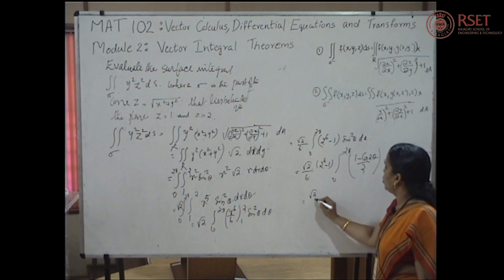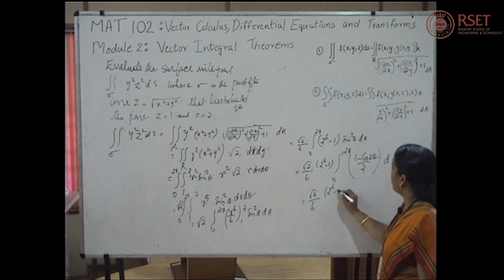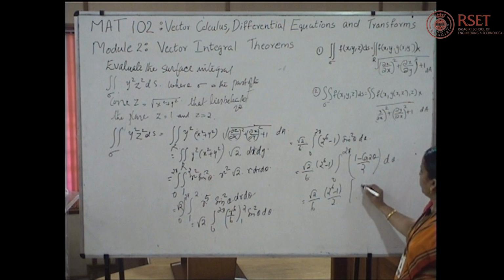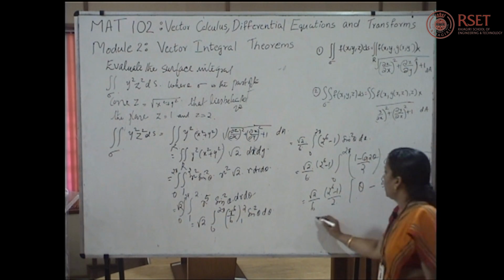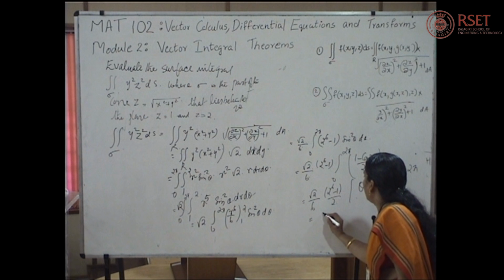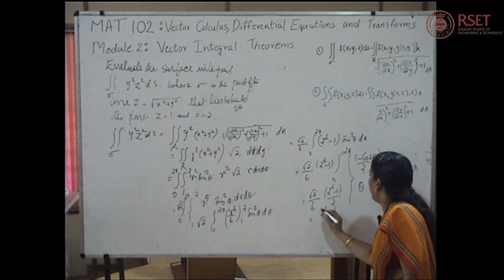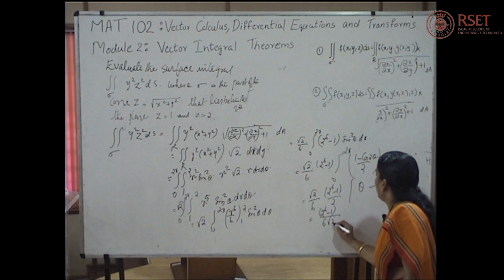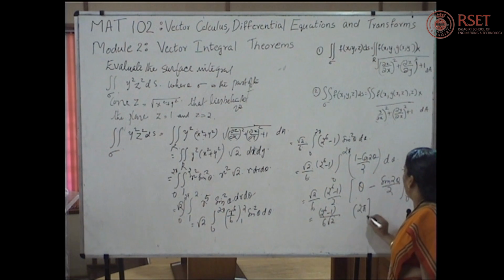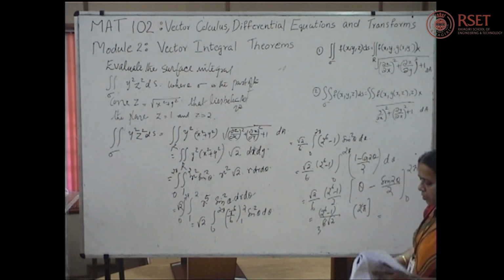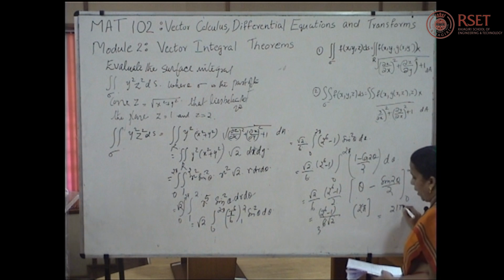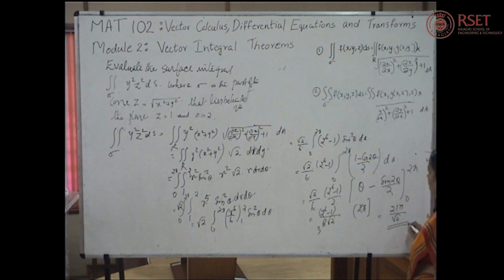That is root 2 by 6, 2 raised to 6 minus 1, into 1 by 2 integral with respect to theta, theta minus sin 2 theta divided by 2 from 0 to 2 pi. Giving the limits, we get 2 raised to 6 minus 1 divided by 6 into root 2 into 2 pi. The answer is 21 pi divided by square root of 2.